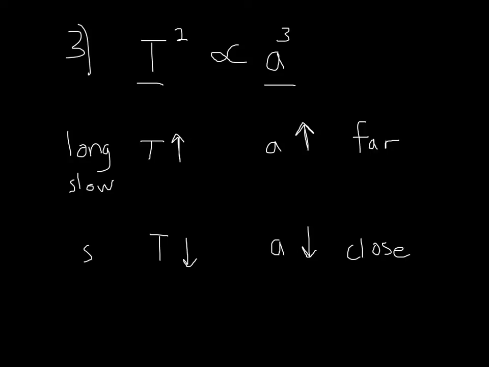You have a short time for your orbit, so you have to be moving faster. So Kepler's second and Kepler's third laws really result in the same conclusions. Close planets move fast and far planets move slow.